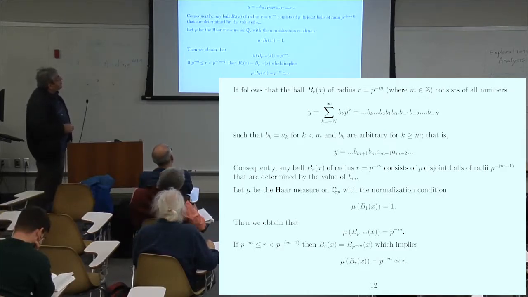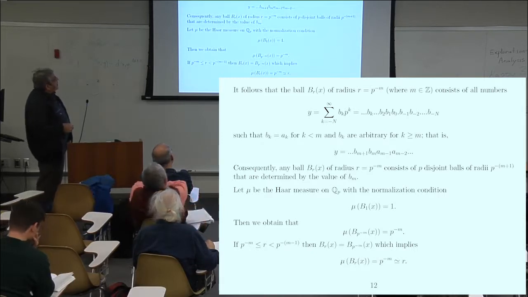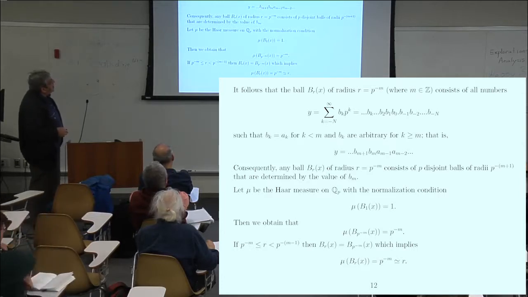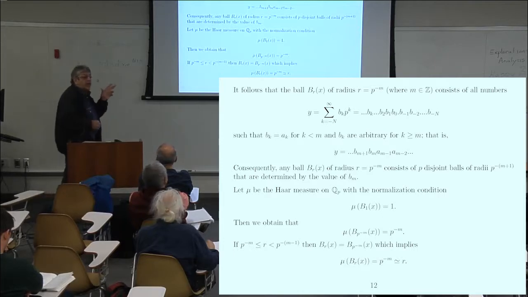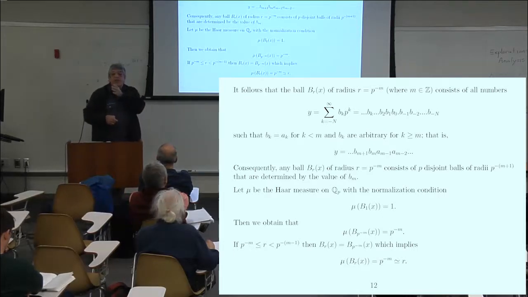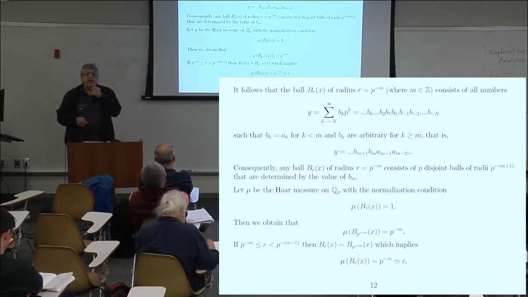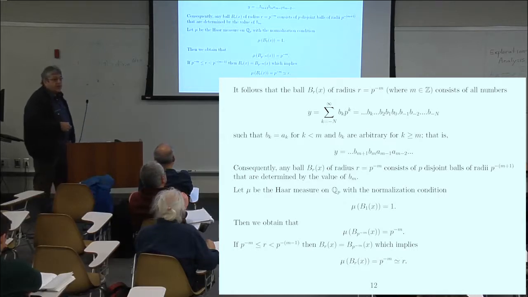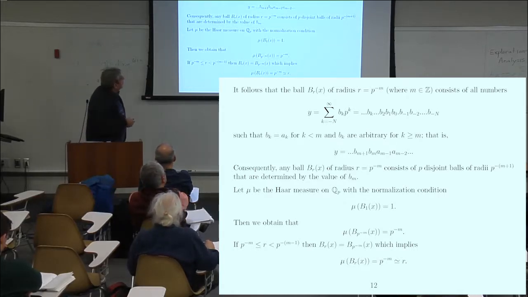And one of the consequences of that, why I'm showing that: if we fix b_M here and vary only digits beginning from position M plus one, we'll obtain a ball of radius P to the minus M plus one. And since we can fix b_M in P ways, we see that the ball of radius P to the minus M splits into a disjoint union of P balls of the next power, P to the minus M plus one. This is how the balls are constructed in this space.